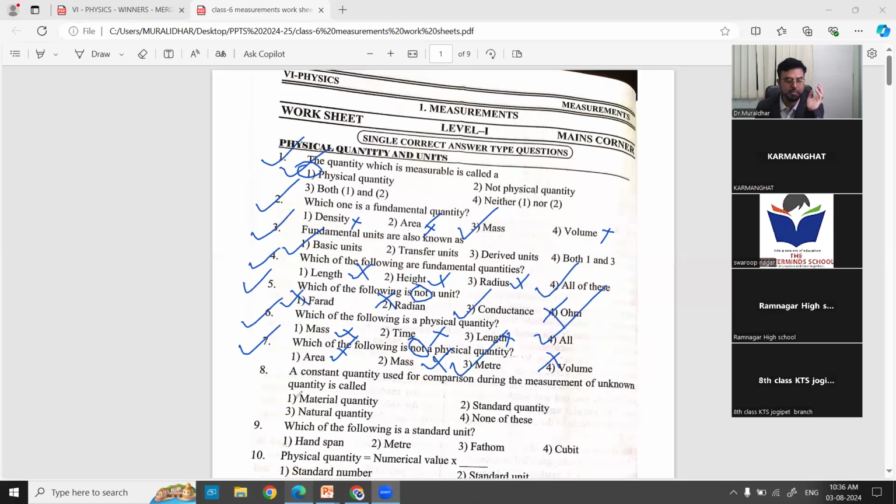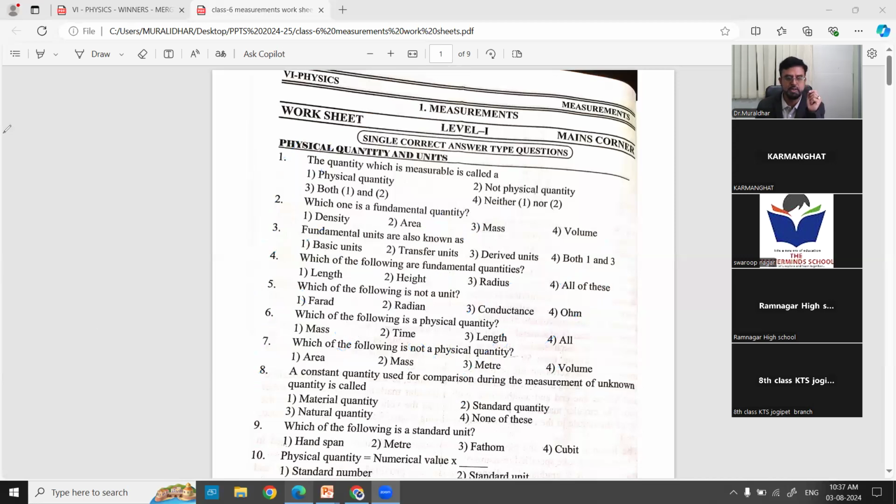Question number 8. A constant quantity used for comparing during the measurement of an unknown quantity is called. Constant quantity, for example, take a 500 grams weight to measure 500 grams of potato. So that 500 grams weight is called standard quantity. Right? Suppose if you go to a gold shop also, they will take weights or electronic scales to measure the gold. That is called standard quantity. So that is up to 8 questions. Let me go further.